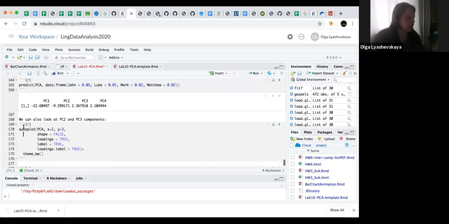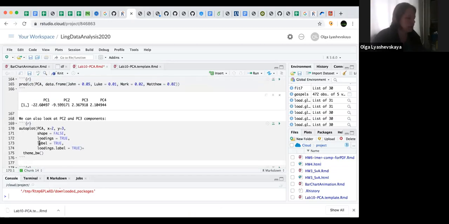So you can do it like this. Just add x equals 2 and y equals 3, and look at the output. My question now is, how do you interpret this kind of plot?